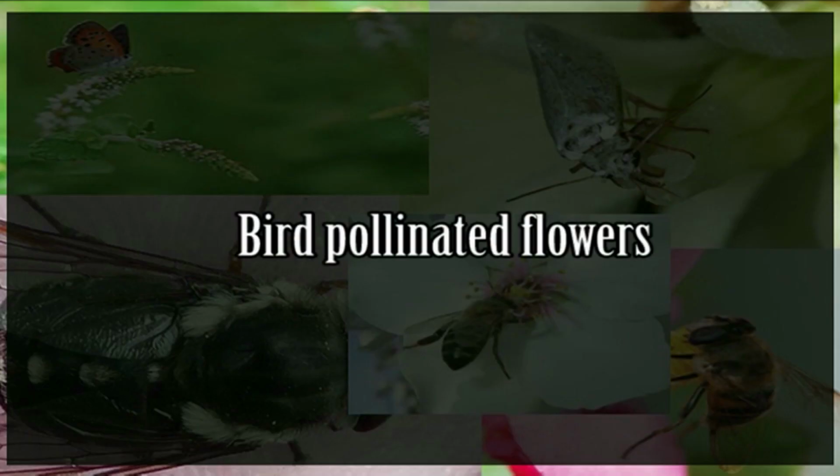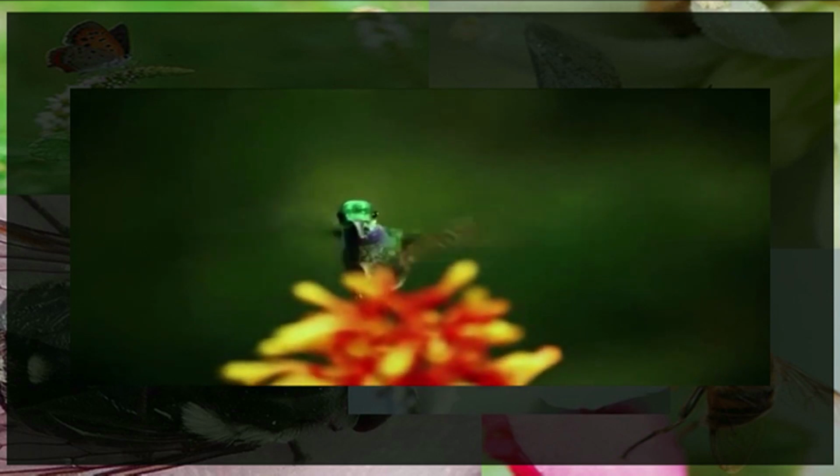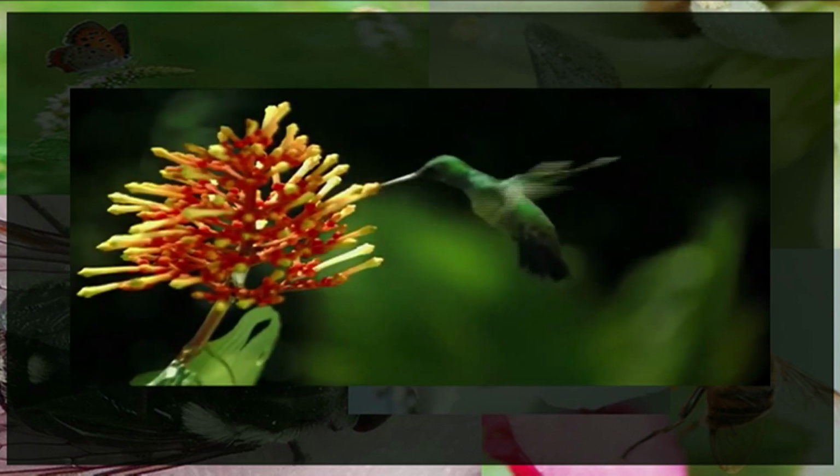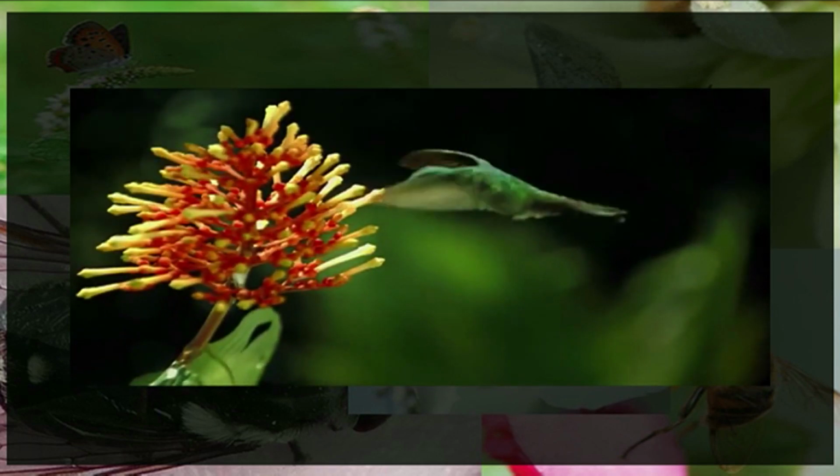Now we examine bird pollinated flowers. Bird pollinated flowers are called ornithophilous flowers. Birds have keen sight. This makes bright flowers attractive to them. The flowers are mostly bell shaped and large in size, with copious dilute nectar. The essential organs of these flowers project out.